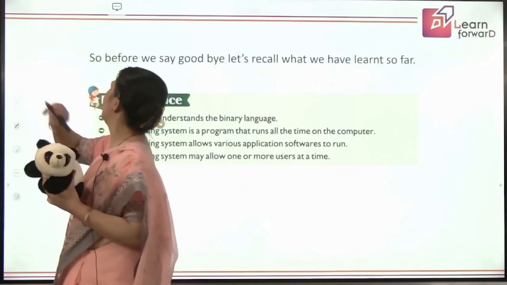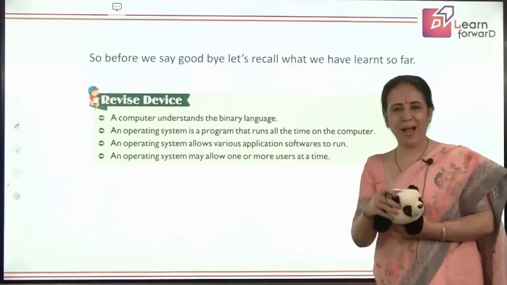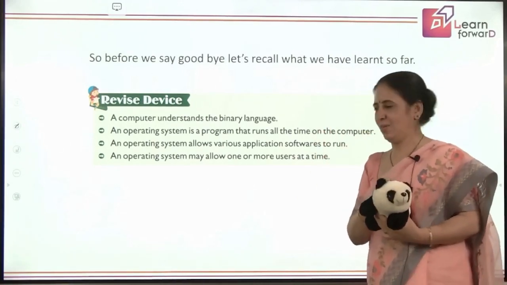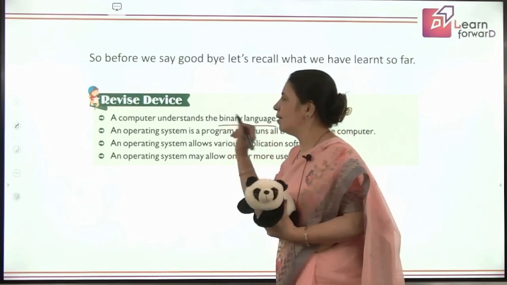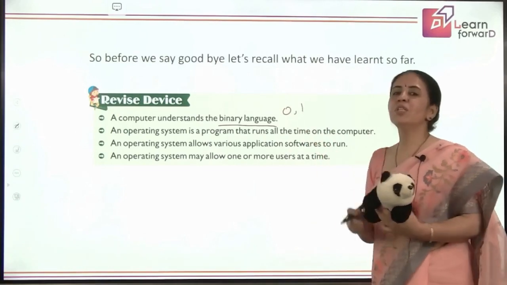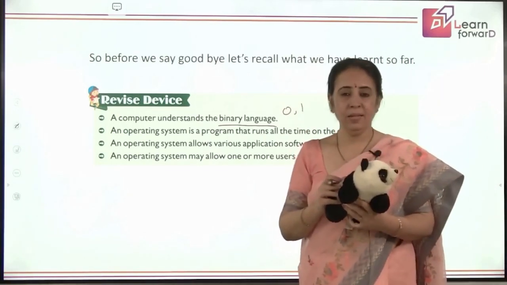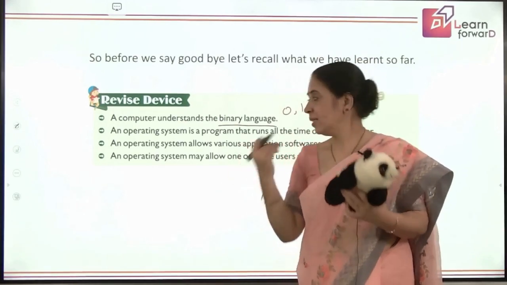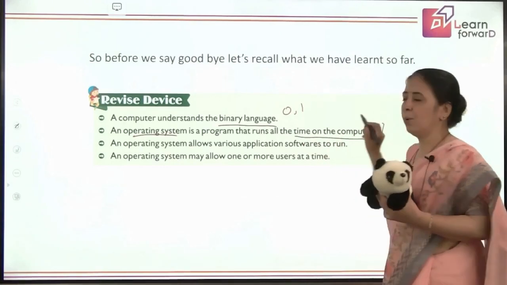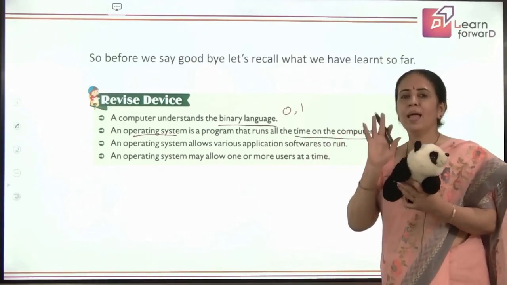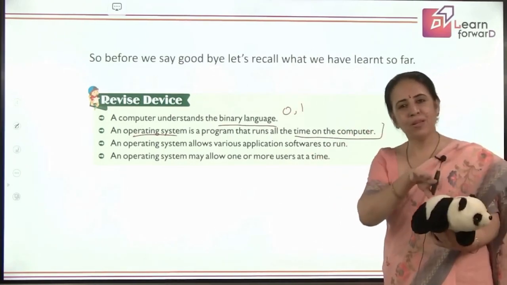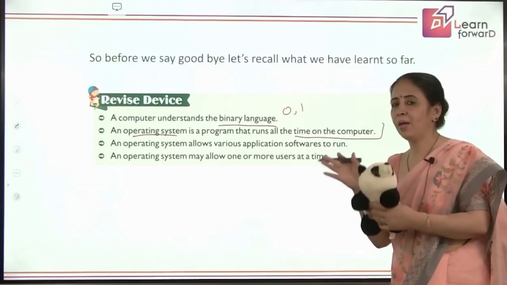Very nicely done. So time to say goodbye. Before we say goodbye, let's recall what all we did today. We learned that there is a binary language only, the language of 0 and 1, which the computer can understand. So we need an operating system for a computer that will run on the computer all the time and helps your instructions to be understood by the computer and the computer's instructions to be taken back by you.